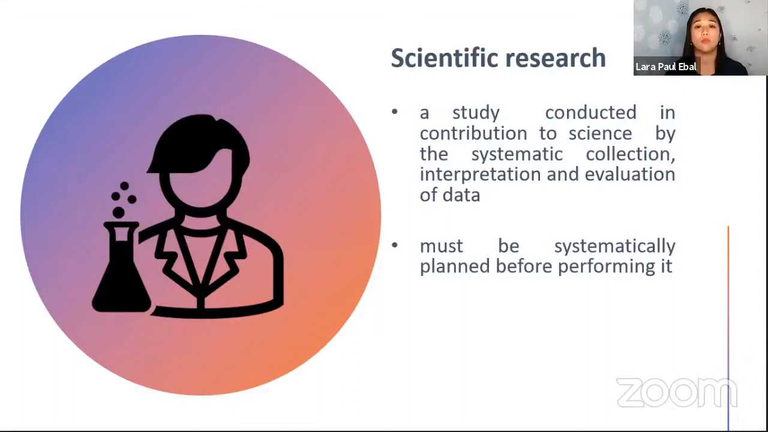Why? Because we need to come up with valid data for us to have a valid interpretation and valid analysis. Okay, so that's why we must systematically plan before the conduct of the experiment or the research.